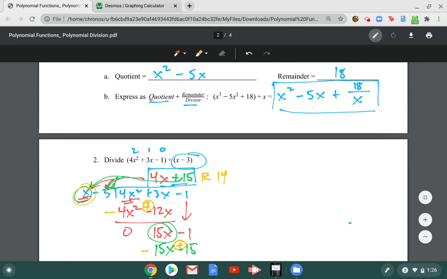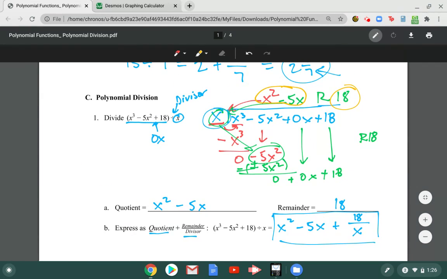Continuing to go up here, I could have used x minus 3. I could have used synthetic division for number 2. And number 1, I can think of this as x plus 0. So I could have used synthetic division for number 1.